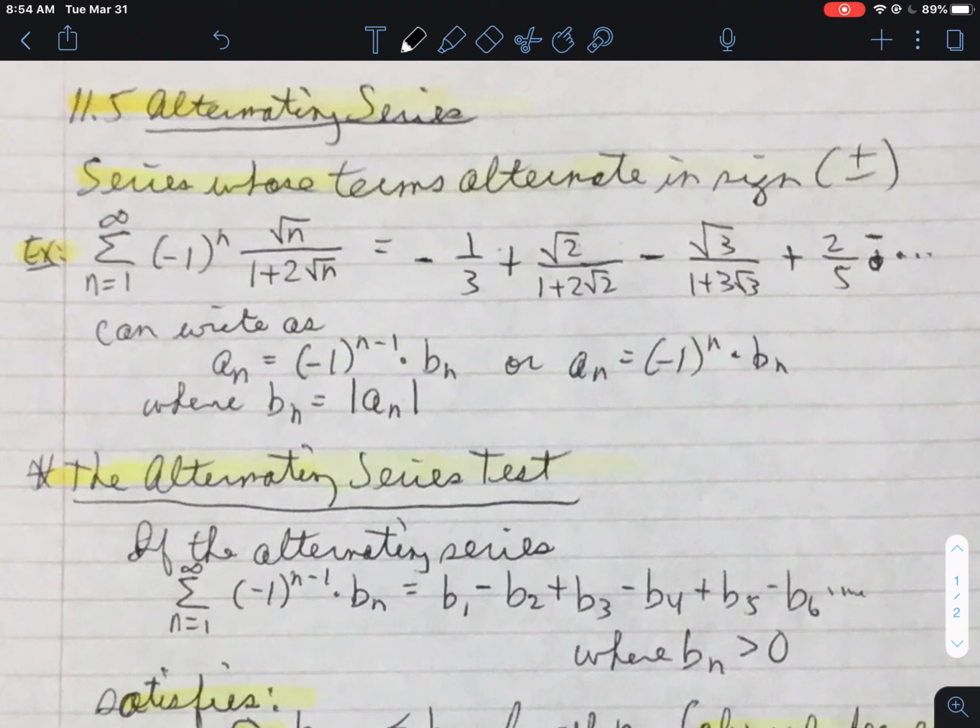So for this one, we're looking at -1 to the n times square root of n over 1 plus 2 square roots of n. I've written out the first few terms of that, -1/3 plus square root of 2 over 1 plus 2 roots of 2, etc., etc. And again, all those are just the terms that are formed by plugging in values for n.